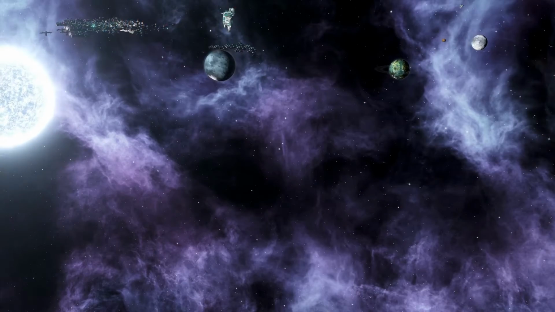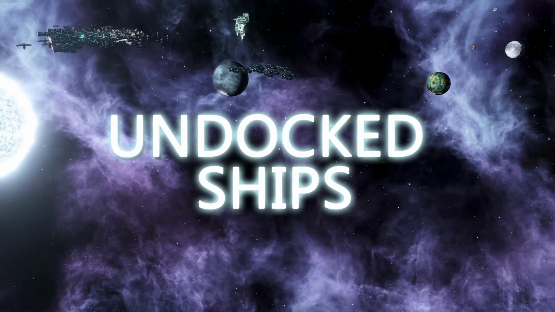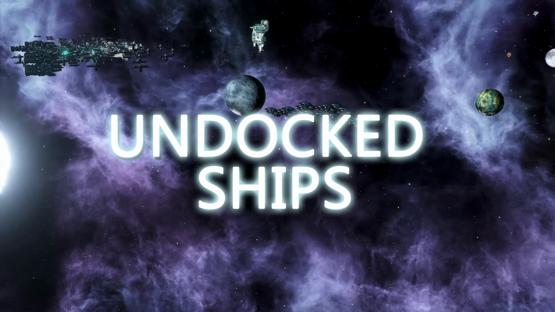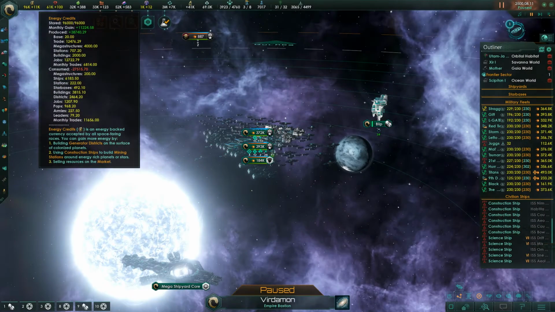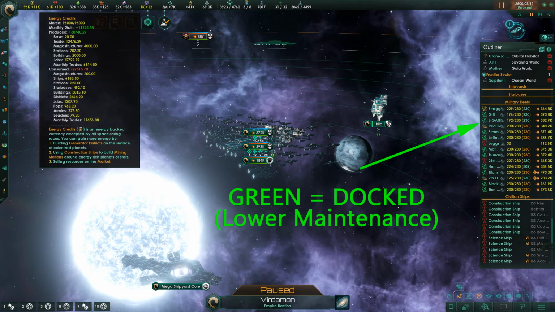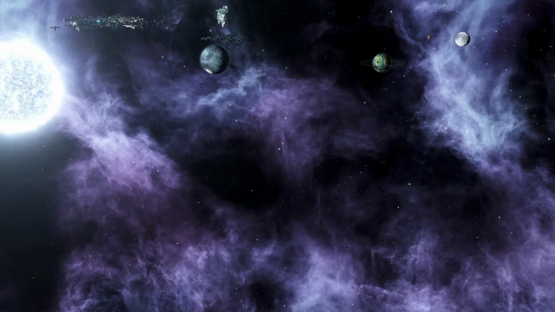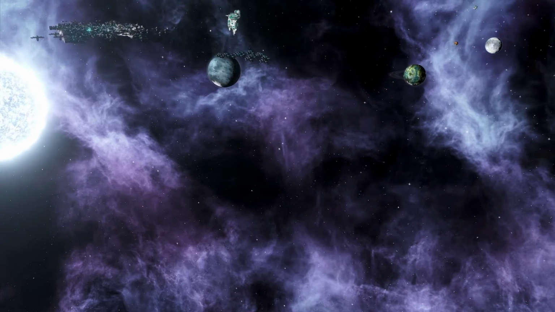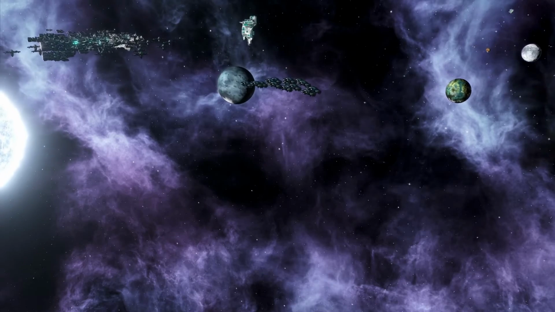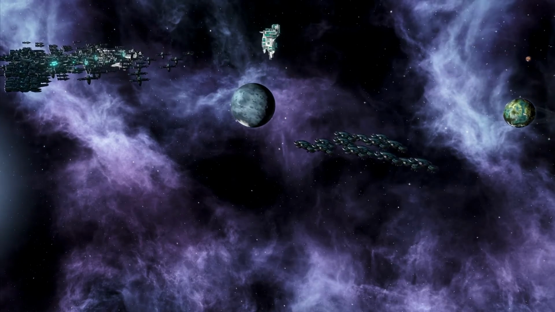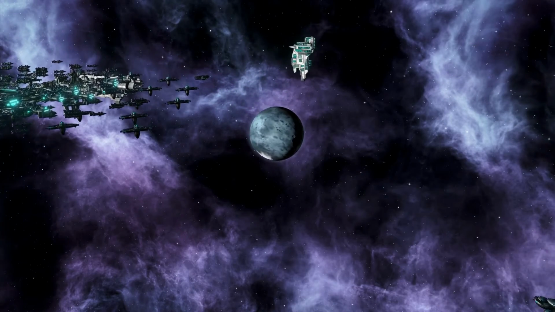The final culprit I want to discuss is undocked ships. All of your ships have a maintenance cost associated with them. This cost is minimal when the ships are docked and the status on the outliner is green. However, the minute you undock those ships and send them off into the cosmos to do battle, the maintenance fees increase significantly.